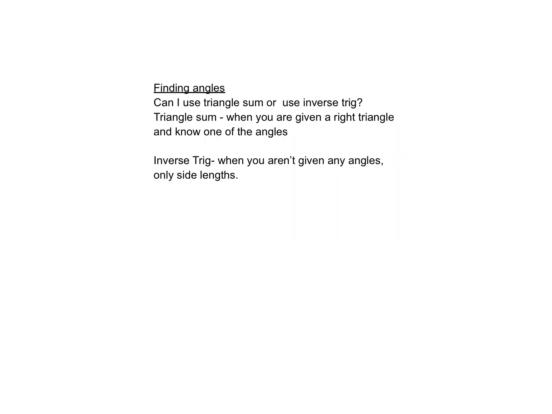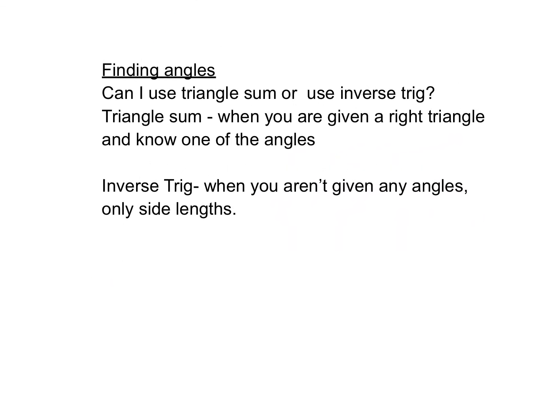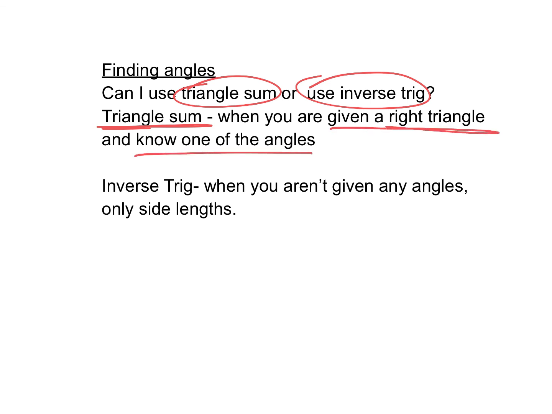And then if you're finding angles, do you need to use triangle sum or inverse trig? Those are the two ways that we talked about. You use triangle sum when you're given a right triangle and know one of the other angles, so you have one missing angle. You know 2 out of the 3, so you can use triangle sum. Inverse trig, when you aren't given any angles, only side lengths. That's when you have to use trig. And just keep in mind, if you use trig to find one of the missing angles, then to find the third angle, you can just use triangle sum. So you can kind of put all of this together.